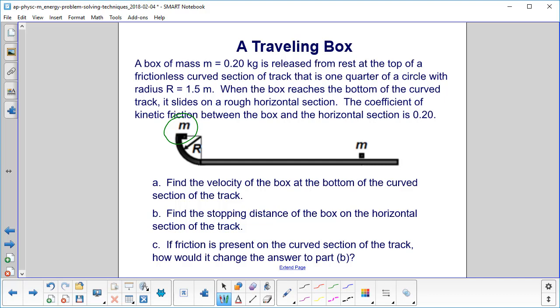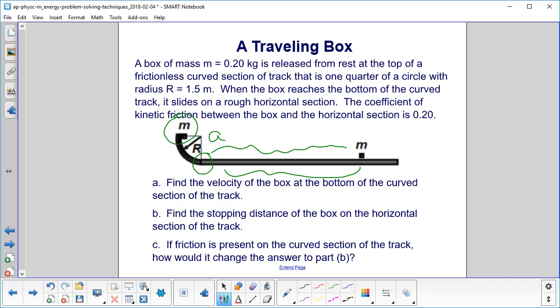When the box reaches the bottom of the curved track, it slides on a rough horizontal section. And whenever you hear the rough, think friction. The coefficient of kinetic friction between the box and that section is 0.20. Find the velocity of the box at the bottom of the curved section of track, right there. It's going to be A. Find the stopping distance of the box on the horizontal section of track, so that will be this distance here.